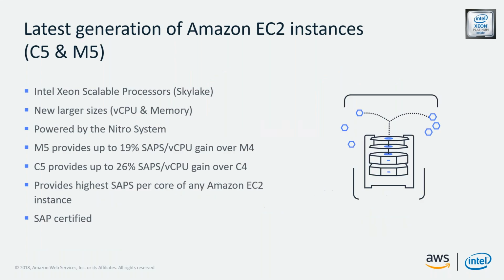So first of all, let's look at the latest generation of C5 and M5. These are built around the Intel Skylake processor, and have larger vCPU counts and memory counts than previous generations. They're powered by a Nitro platform, which has enabled us to improve the efficiency of the underlying hardware, and therefore you'll see that the M5 provides 19% more SAPs per CPU over the M4, and the C5 provides 26% more SAPs per CPU over the C4. And these are actually offered at a lower cost per hour rate than the other two. They're all SAP certified, and all these details are listed in the OSS note that we provide with SAP.